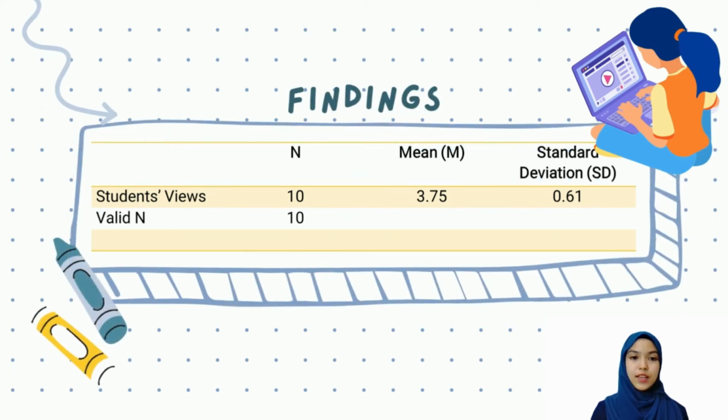The second finding was analyzed based on the questionnaire that has been analyzed using SPSS software to answer the second research question. The result of the descriptive analysis showed that the students have moderately positive views toward the implementation of online interactive activities, with a mean of 3.75. The item with the highest mean showed that most of the students agree that interactive activities help to improve their language skill, and the item with the lowest mean showed that students need guidance to understand how to do the interactive activities.